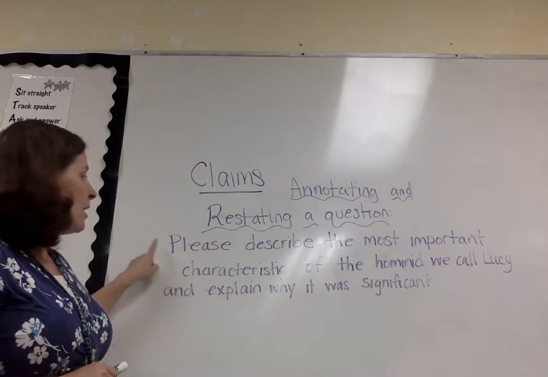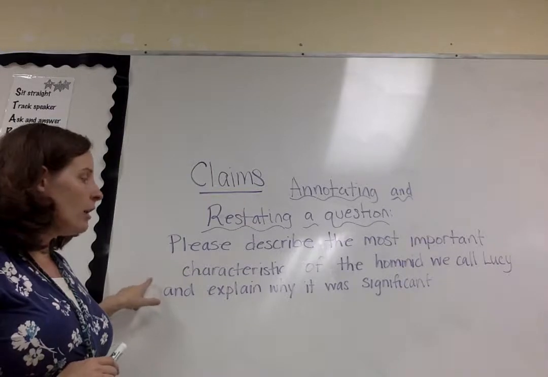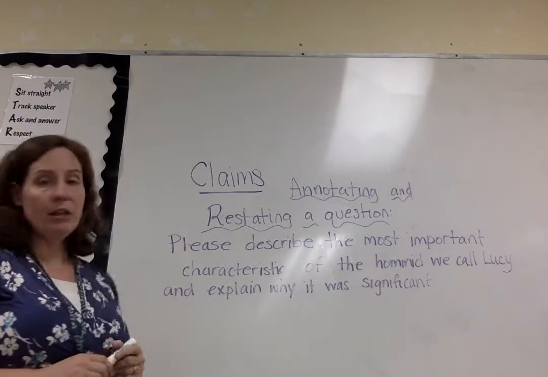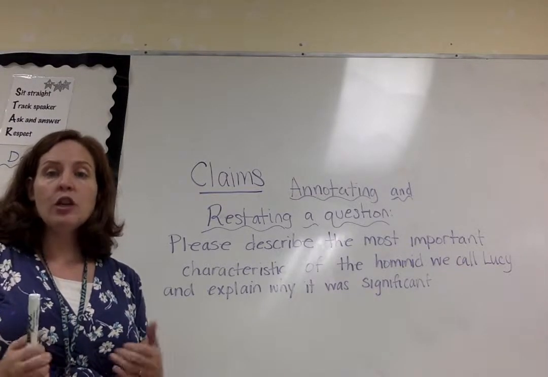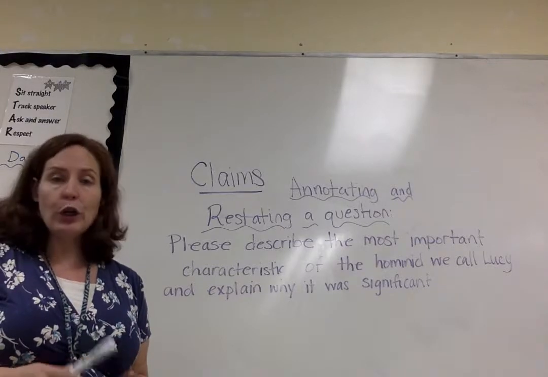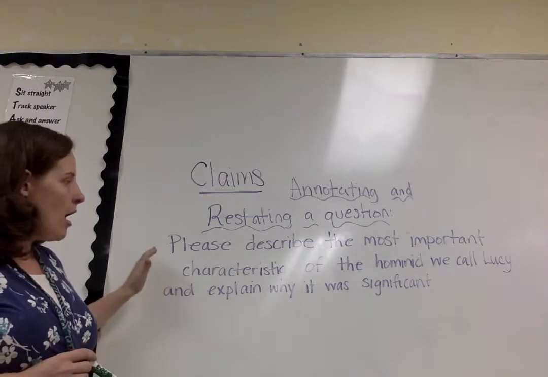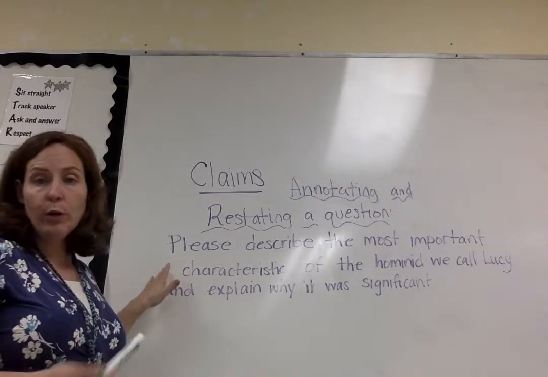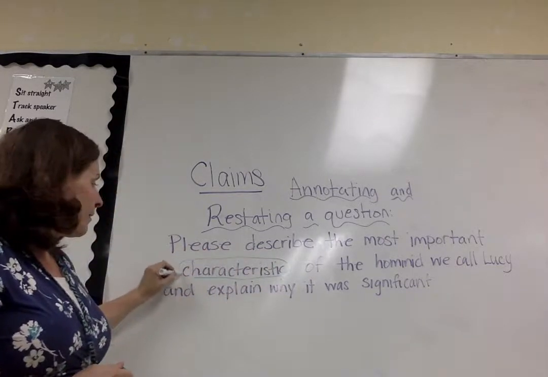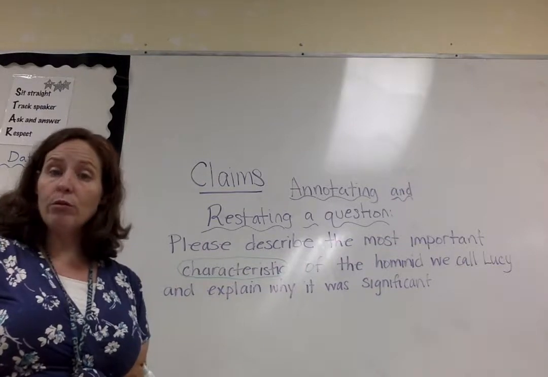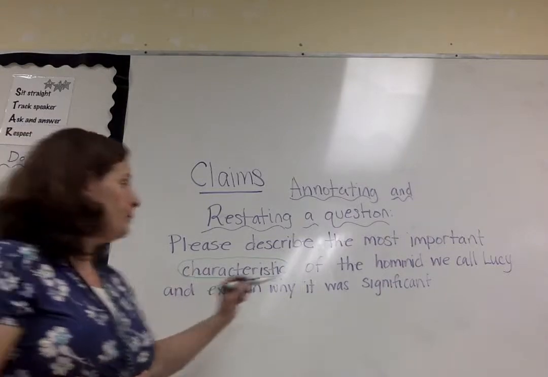The question says, please describe the most important characteristic of the hominid we call Lucy and explain why it was significant. So the first thing that we're going to do when we annotate a question to try and understand it better is we're going to circle any words that we're not sure what they mean. So in this case, one word that we might circle, if we weren't sure what it meant, was characteristic. That's a word that sixth graders sometimes don't know. Another word that we might circle is our vocabulary word, hominid.